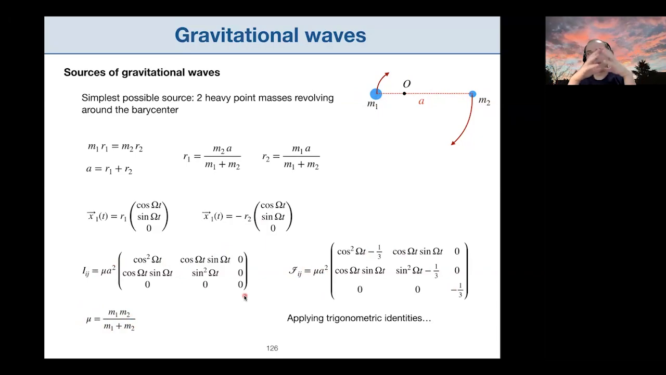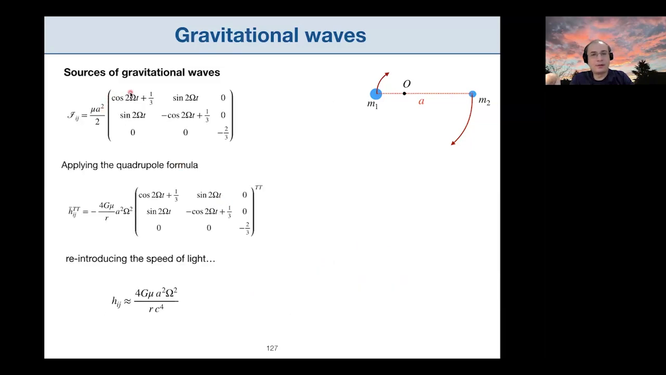We would like to apply the quadrupole formula we have derived just a moment ago. In order to do it, it's best to apply trigonometric identities, which is what we have here in the components of this matrix: the products and squares of trigonometric functions, and they can be expressed in terms of trigonometric functions of 2 omega t. That's relatively simple. If you apply that, you get the following formula for the reduced quadrupole moment, mu a squared over 2, and here you have appropriate functions of 2 omega t everywhere. And then we can apply the quadrupole formula.